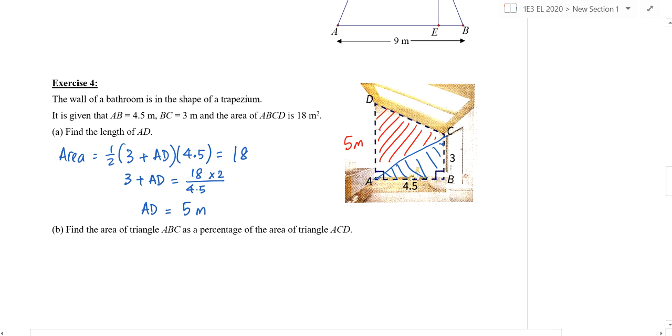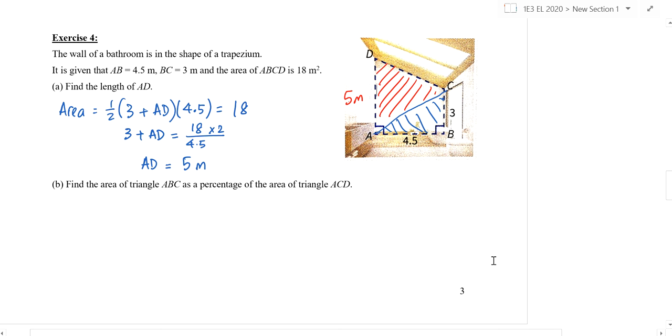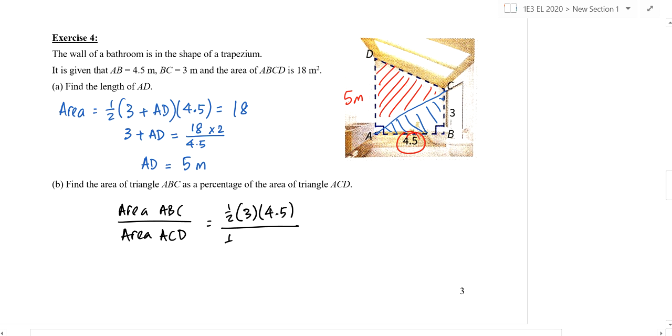Now, to find both of these areas, it is not difficult because we have the perpendicular heights for both of them already. So let us write down our calculations. Area ABC over area ACD. Half times, for triangle ABC, base of 3, height of 4.5, divided by, for area of ACD, base of 5, height of 4.5.